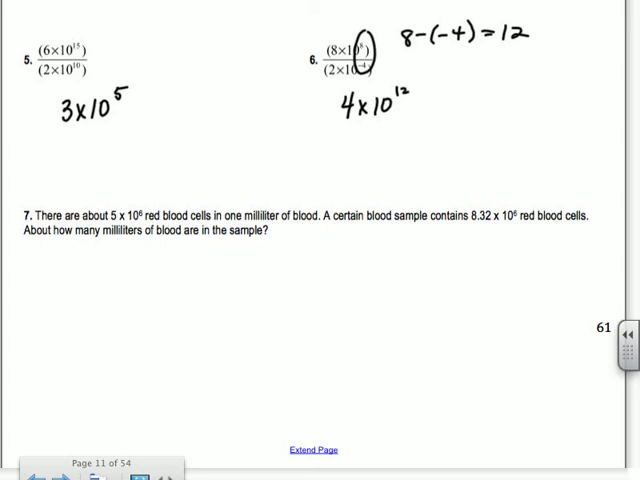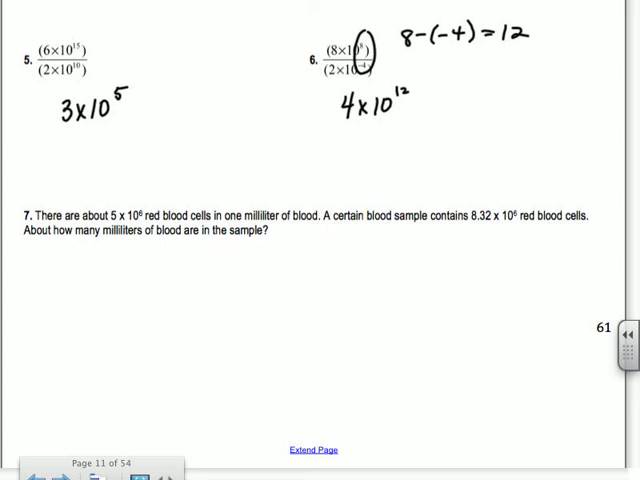Okay. And the last one: there are about 5 times 10 to the 6th red blood cells in 1 milliliter of blood. A certain blood sample contains 8.32 times 10 to the 6 red blood cells. About how many milliliters of blood are in the sample? Okay, do we multiply? Do we divide?